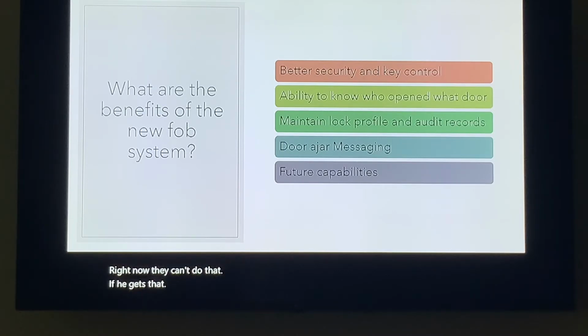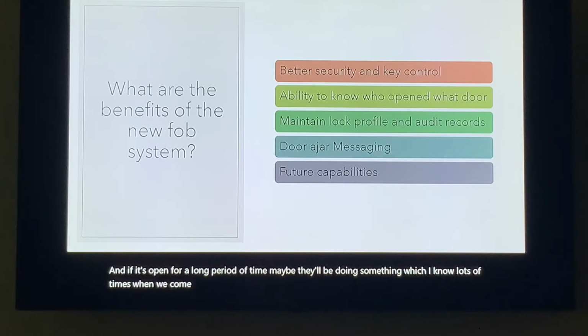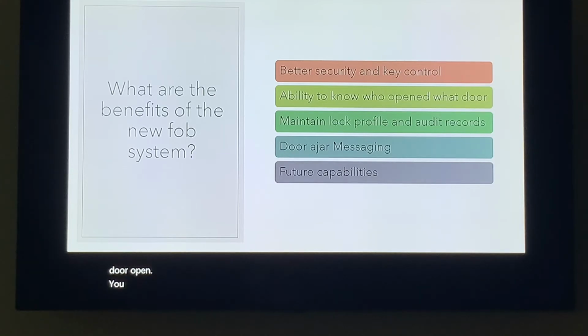Or maintain the records. Door ajar messaging. I think they'll be alerted if the door is open, and if it's open for a long period of time, maybe they'll do something. I know lots of times when we come back, we do a lot of moving in and out of the apartment, so I prop my door open, and I will continue to prop my door open. Just remember, you can do it, and the system will show, but that's okay.